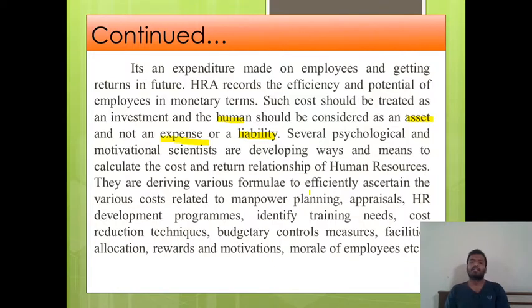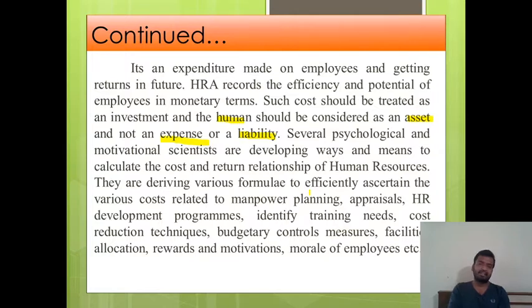Clear? Several psychological and motivational scientists are developing ways and means to calculate the cost and return relationship of human resources. They are deriving various formulae to efficiently ascertain various costs related to manpower planning, appraisals, HR development programs, identifying training needs, cost reduction techniques, budgetary control measures, facilities allocations, rewards and motivations, morale of employees, etc. There are so many things on the basis of which we can ascertain different costs which we are incurring on the employees.